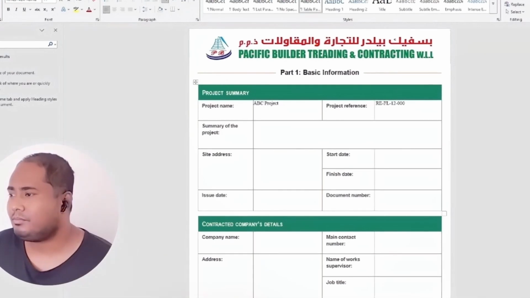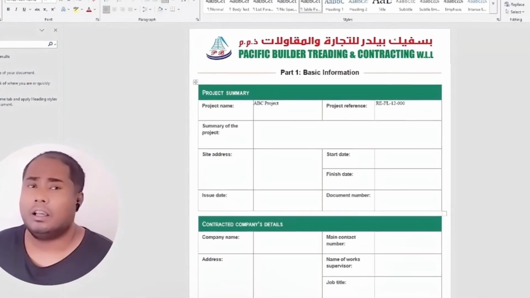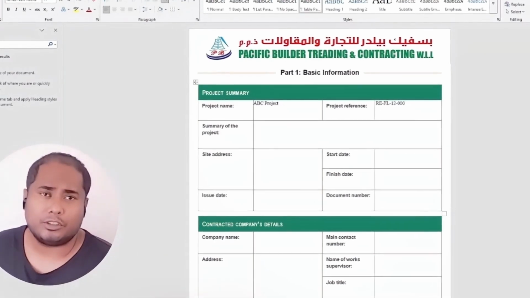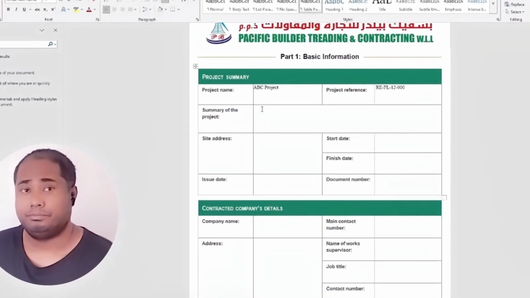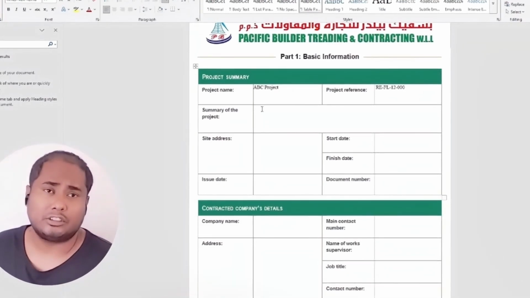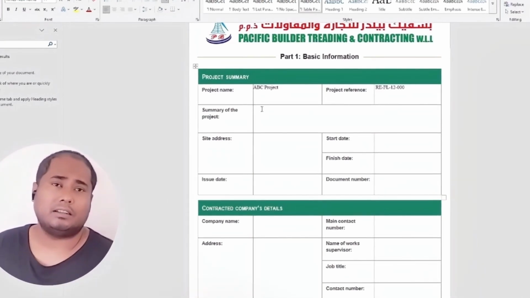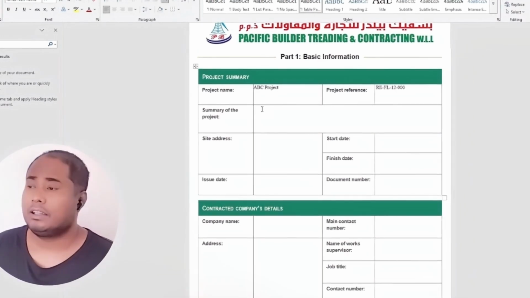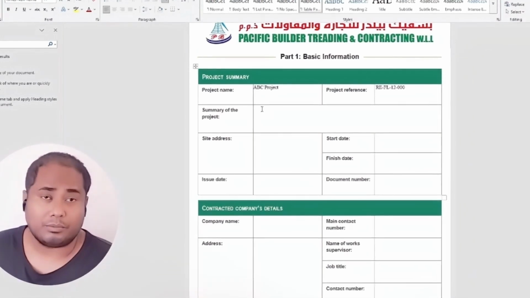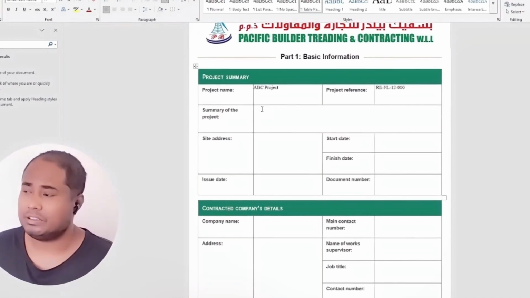Then the summary of the project. Give a little information about the project summary: what kind of project it is, a construction project or an oil and gas project, and what specific work is being carried out, whether tiles work, electrical work, plumbing work, or excavation work. What types of work are ongoing on the project right now should be discussed a bit.